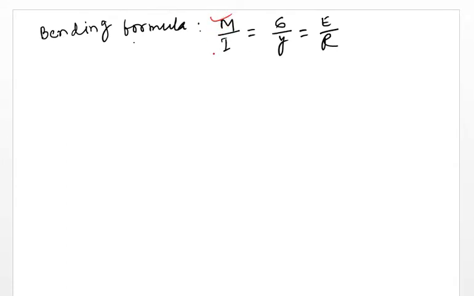is known as bending moment, I is known as moment of inertia, and sigma is stress, y is known as distance of a fiber from the neutral axis, E is modulus of elasticity, and R is radius. Okay, so let's draw a figure.